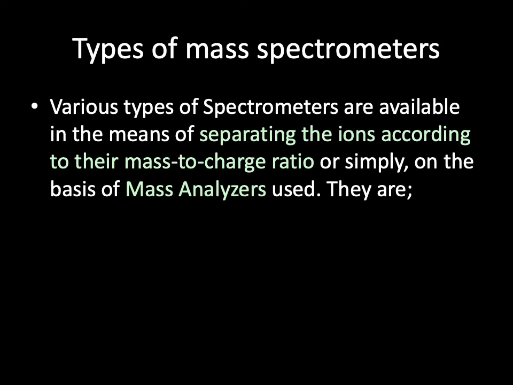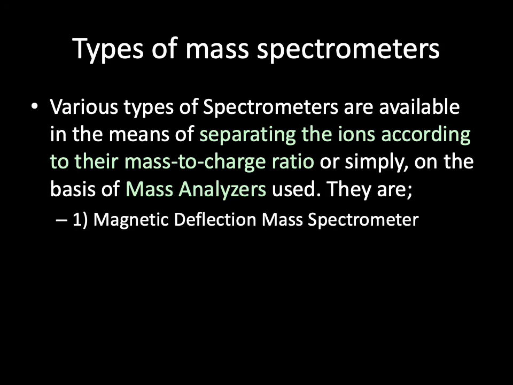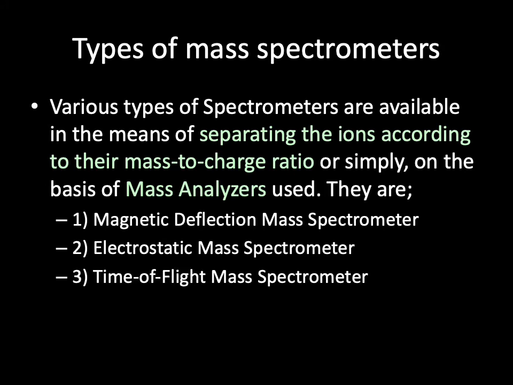So there are various types of spectrophotometers that are available, which allow us to separate the ions according to their mass to charge ratio, or simply on the basis of mass analyzers. So they are, for example: 1, magnetic deflection mass spectrometer; 2, electrostatic mass spectrometer; 3, time of flight mass spectrometer; and 4, quadrupole mass spectrometer.